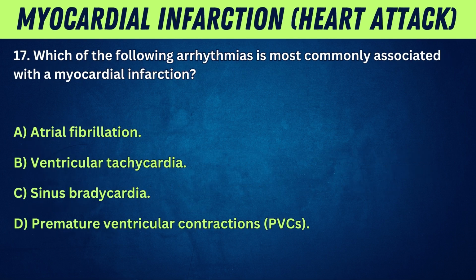17. Which of the following arrhythmias is most commonly associated with a myocardial infarction? A. Atrial fibrillation. B. Ventricular tachycardia. C. Sinus bradycardia. D. Premature ventricular contractions, PVCs.